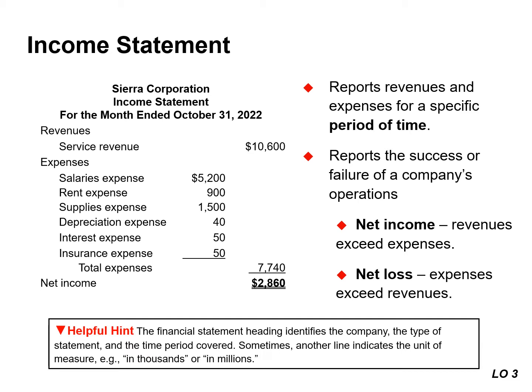The last thing I want to mention is the structure or the heading, which identifies the company, the type of statement, in this instance it's the income statement, and the time period covered. Sometimes there'll be a 4th line item which indicates the unit of measure, for example, in thousands or in millions.